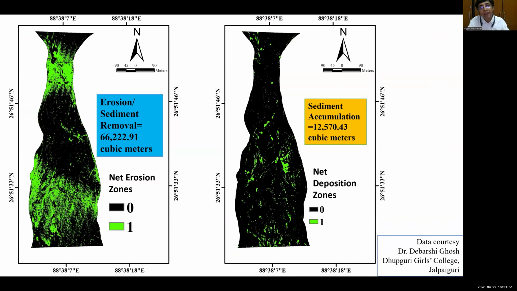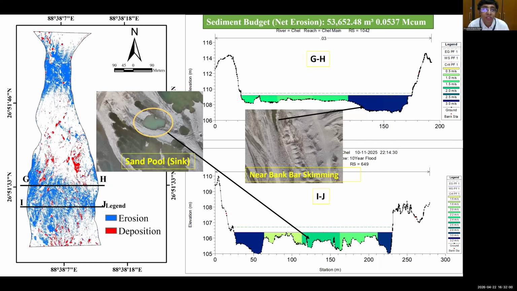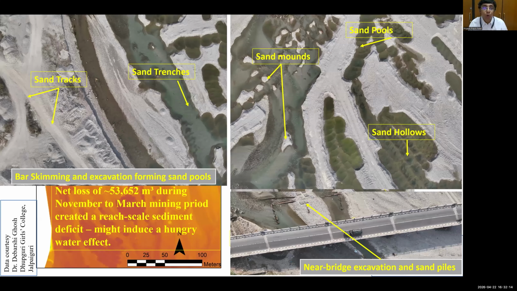And so by doing this DEM of difference, we can identify where there are net erosion areas, where there are net deposition areas. So we can superimpose them together, and we can calculate overall what is the net sediment extracted from this reach, along which part of the cross section there is sediment gain or sediment loss. And what we find, at least in this stretch of the river over here, is that it has been overmined. And so there is a net loss of more than 50,000 meter cube of sediment during the mining period.